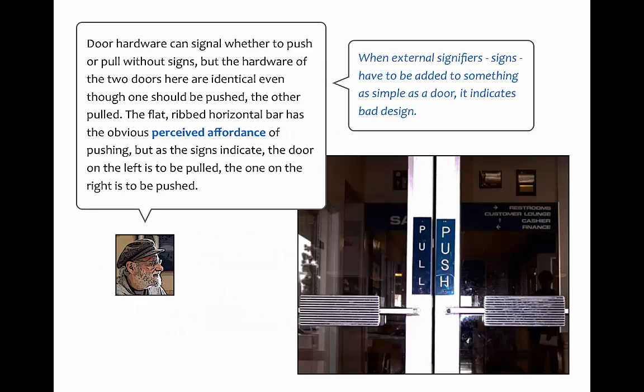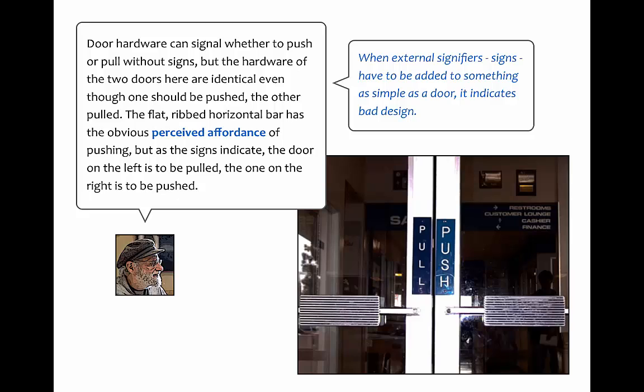Let's look at some examples from Norman. Door hardware, like bars or handles, can signal whether to push or pull without signs. But the hardware on these two doors is identical, even though one should be pushed and the other pulled. The horizontal bars make it obvious that the doors should be pushed, but as the signs indicate, the left door needs to be pulled. Only the right door should be pushed.